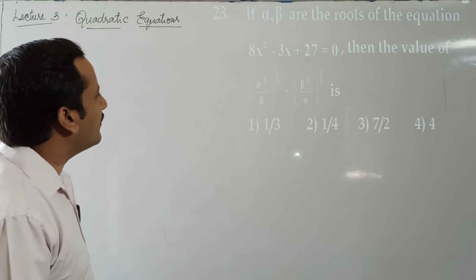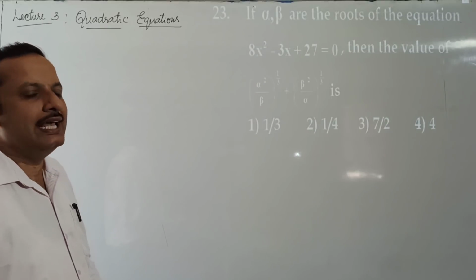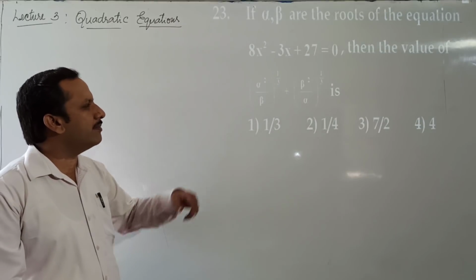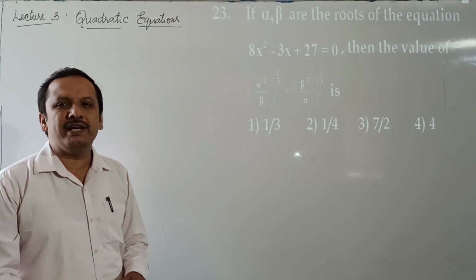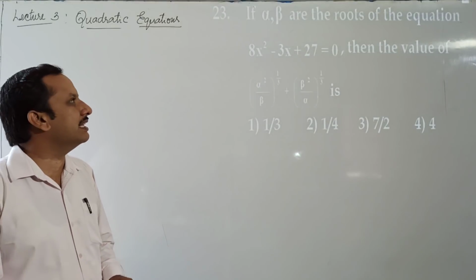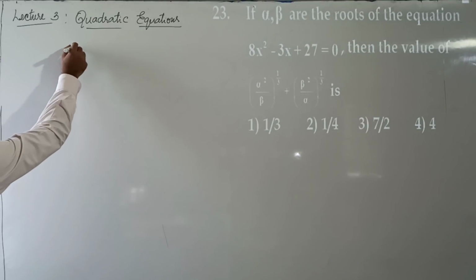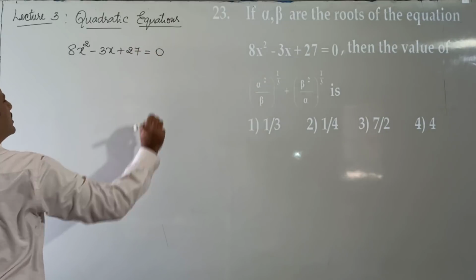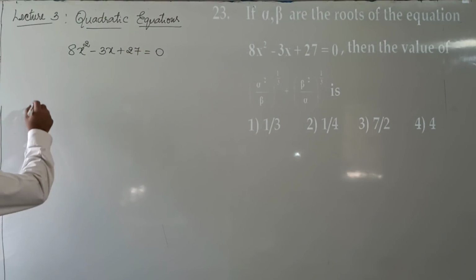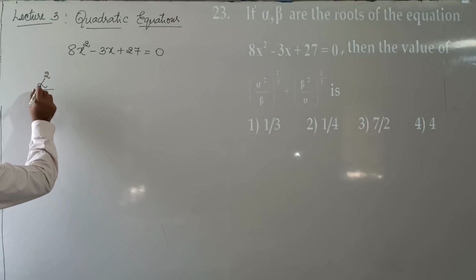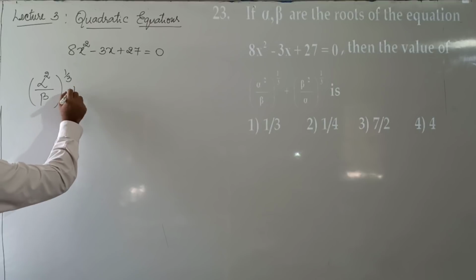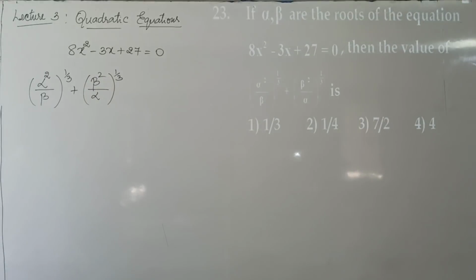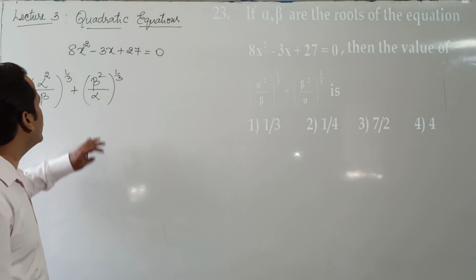Question number 23. If alpha and beta are the roots of the equation 8x square minus 3x plus 27 equal to 0, then the value of (alpha square by beta) whole power 1 by 3 plus (beta square by alpha) whole power 1 by 3 is. They have given a quadratic equation which is 8x square minus 3x plus 27 equal to 0. And we are asked to find out (alpha square by beta) whole power 1 by 3 plus (beta square by alpha) whole power 1 by 3. This is what we want to find out. Given that alpha and beta are the roots of this equation.